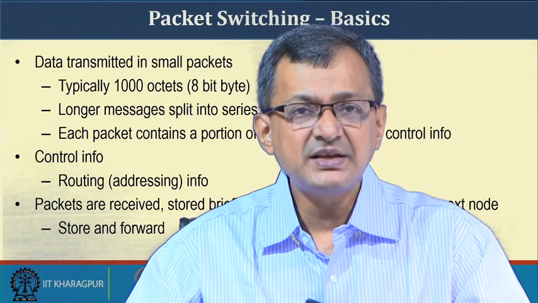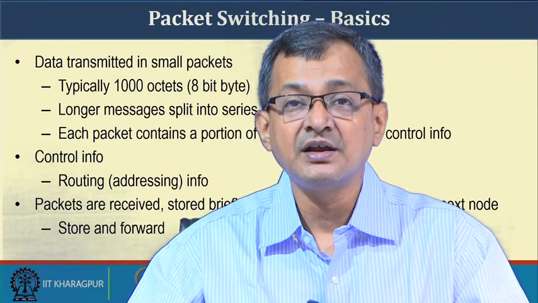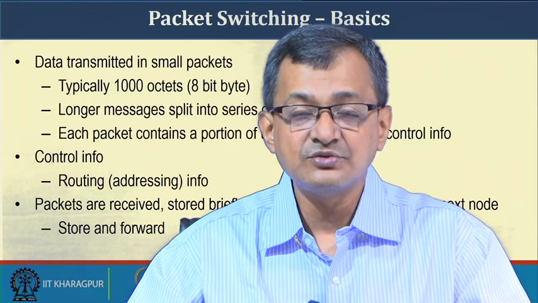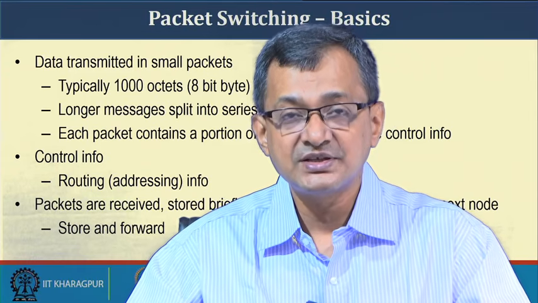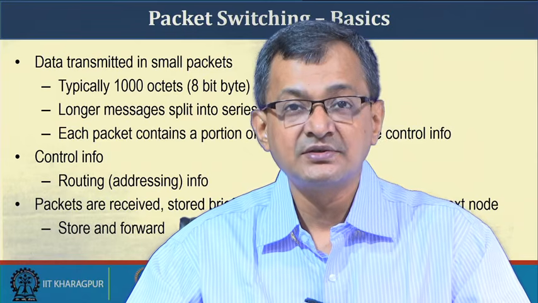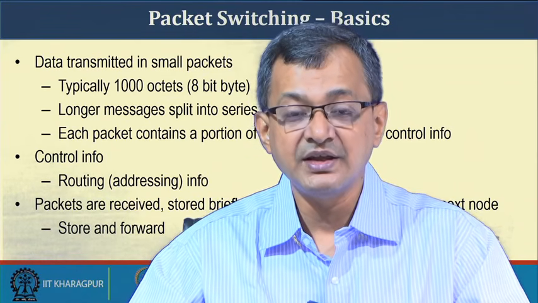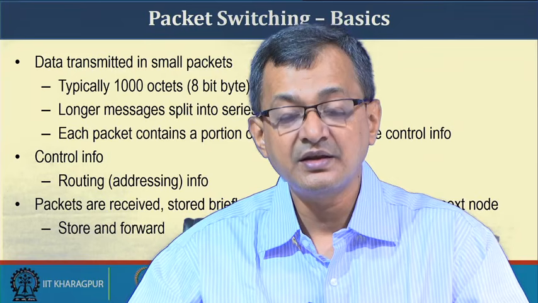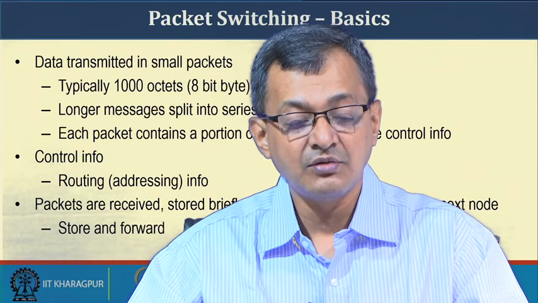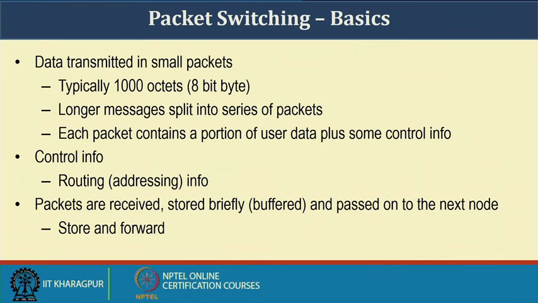Basically, the data from station to station, source to destination, is typically broken down into small packets. Typically it is 1000 octets, or 8-bit packets. A longer message is split into a series of packets. Each packet contains a portion of the data plus some control information.